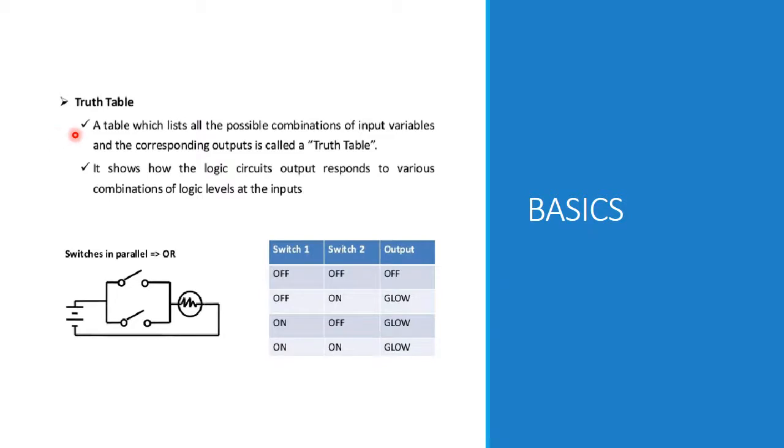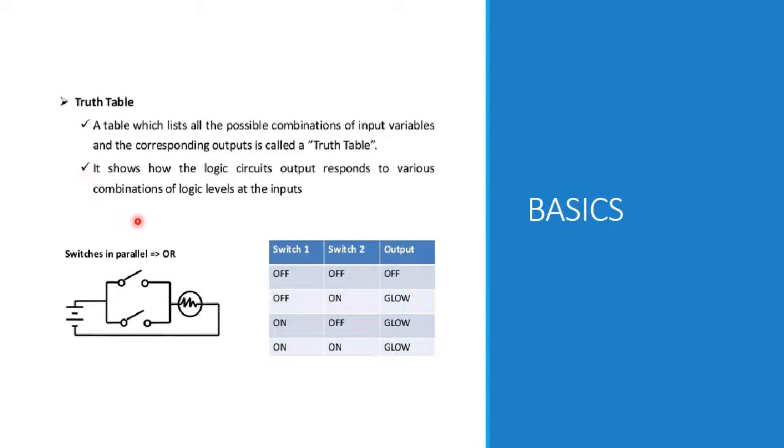Truth table. A table which lists all the possible combinations of input variable and the corresponding outputs is called a truth table. It shows how the logic circuit's output responds to the various combinations of logic levels at the input.